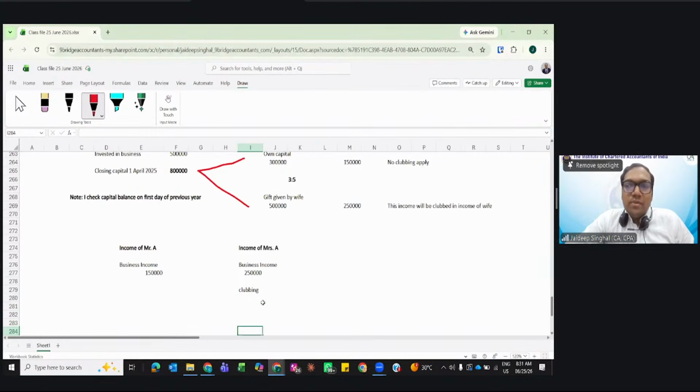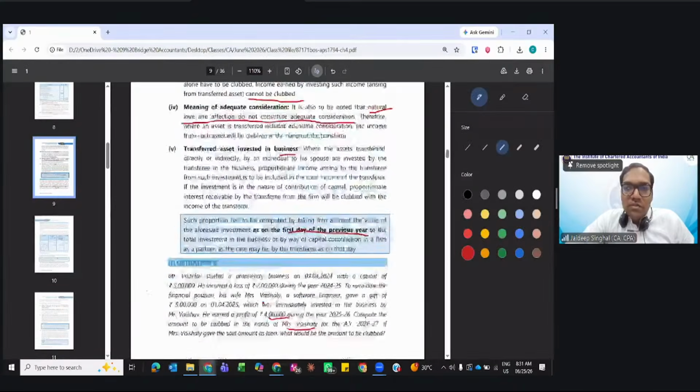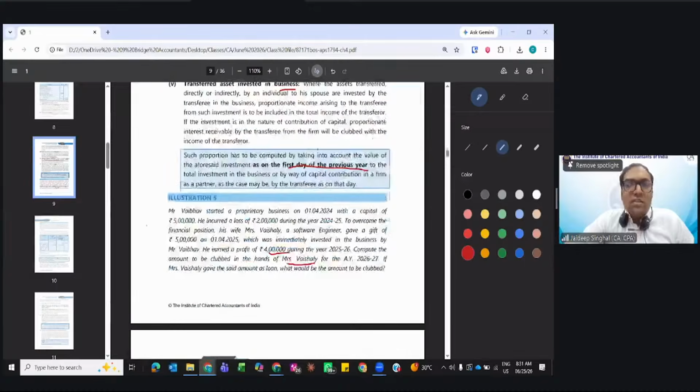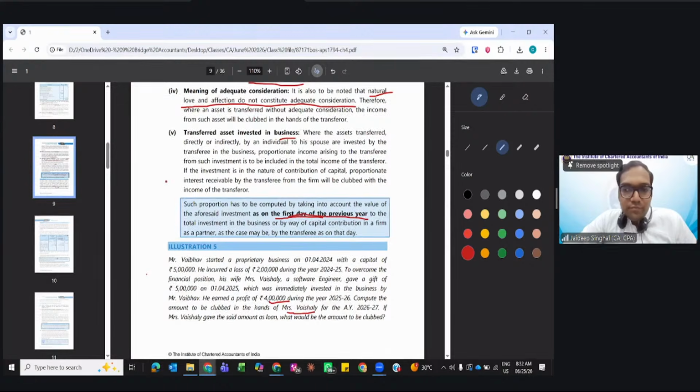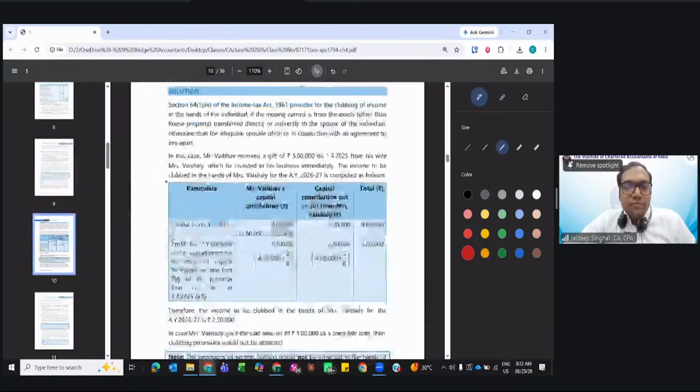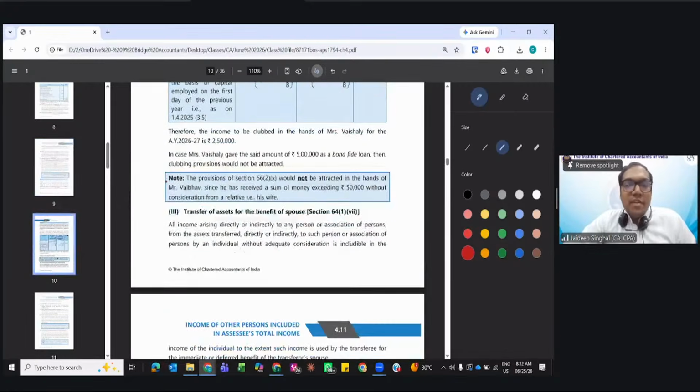So we discussed this concept for the allocation. Is this concept clear? Transferred asset invested in business. So Mr. A invested the gift in the business, so the business profits were distributed. And for the purpose of distribution, we always take the capital balance on the first day of the previous year, the first day of the current year, right? So this is the example we did.